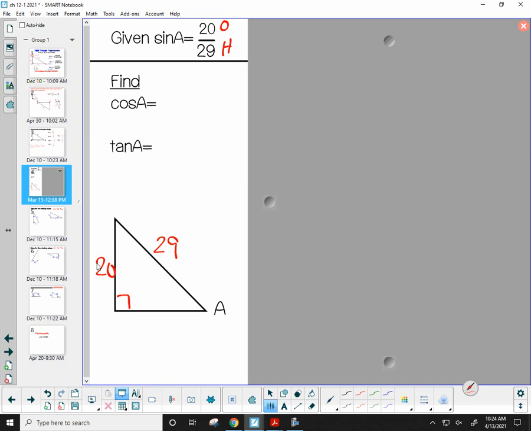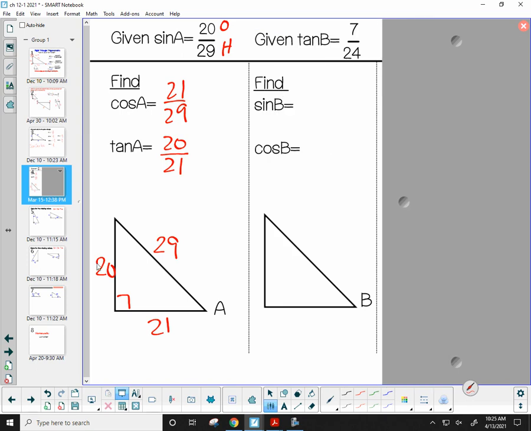All right, what's the length of our missing side? 21. Good. Now that I know all 3 sides, can I finish these ratios? What's the cosine of A going to give me? 21 over 29, the adjacent over the hypotenuse. How about the tangent of A? 20 over 21. So if you know parts, you can usually figure out everything else. So you try the next one then.